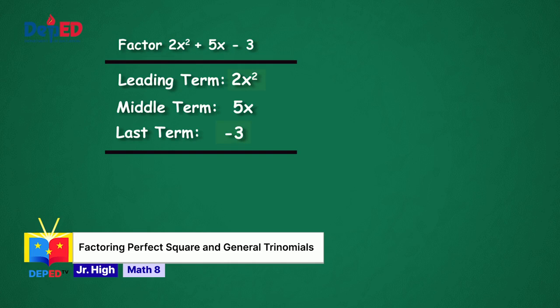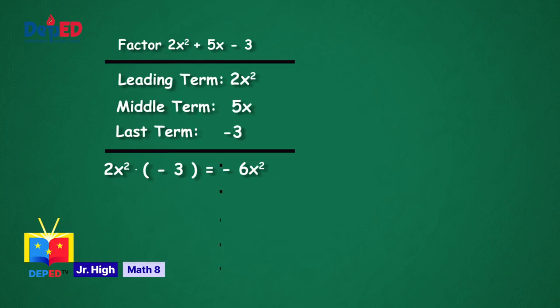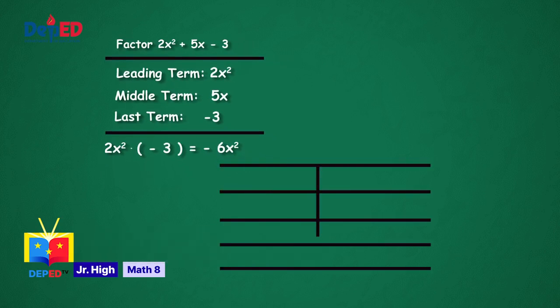Next, we multiply the leading and the last terms. What is 2x squared times negative 3? Positive 2x squared times negative 3 is negative 6x squared. Now, we must look for factors of this expression such that the sum is equal to the middle term, positive 5x. What could the factors be?